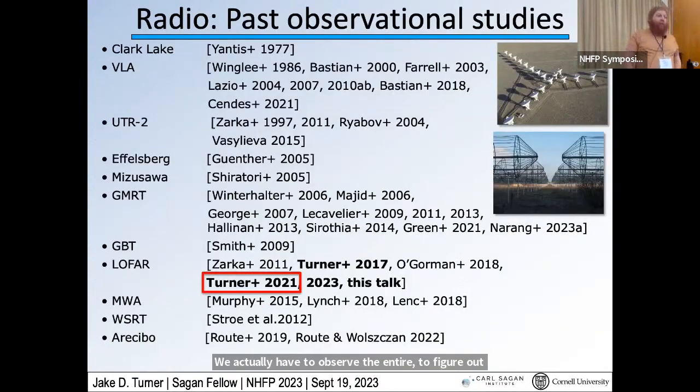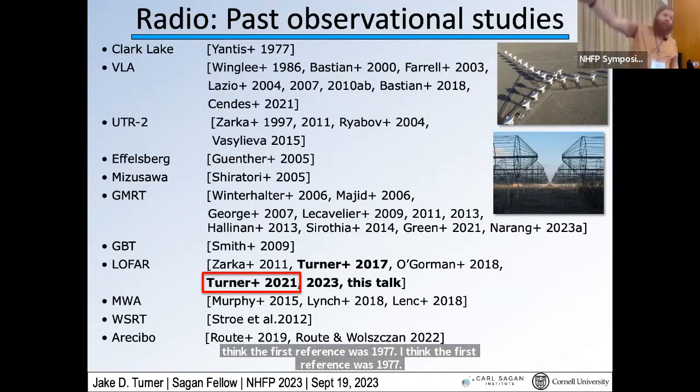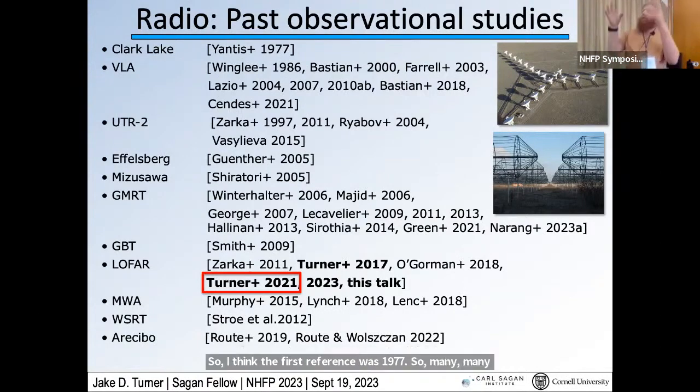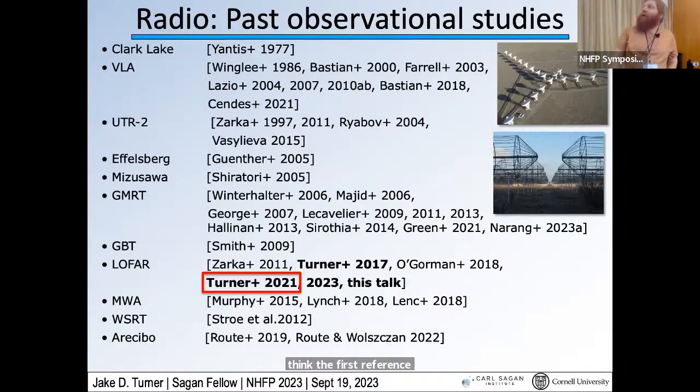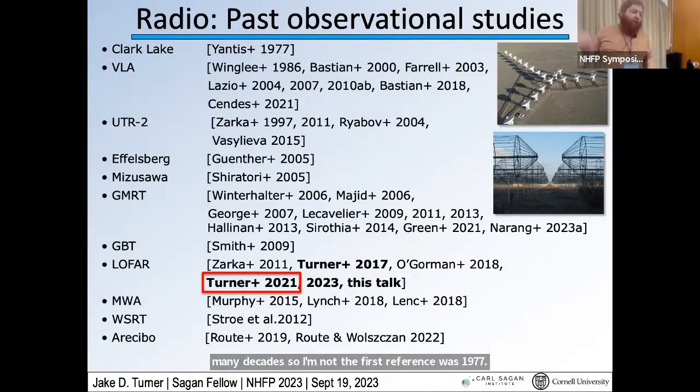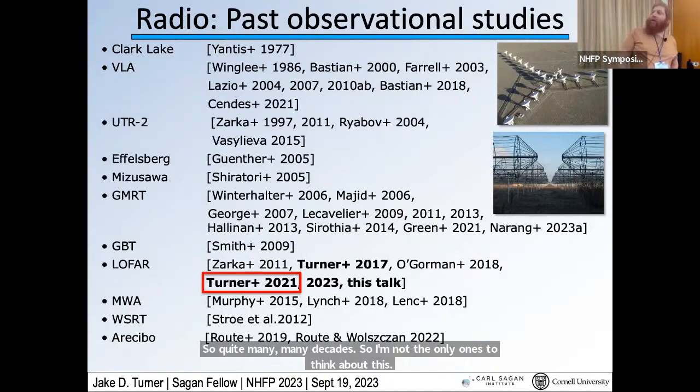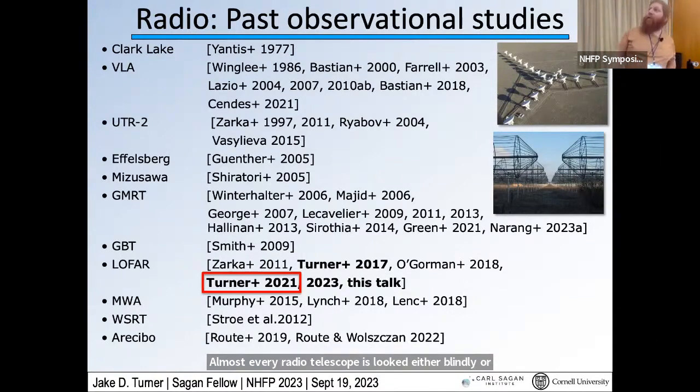Okay, so people have been looking for this for a very long time. I think the first reference was 1977, so quite many decades. I'm not the only one to think about this. Almost every radio telescope has looked, either blindly or at known systems, especially once we started discovering exoplanets. And obviously I'm in here too. The tentative detection I've been talking about for the past few years was with LOFAR, and it's very interesting. That's what I'm following up in my talk today.